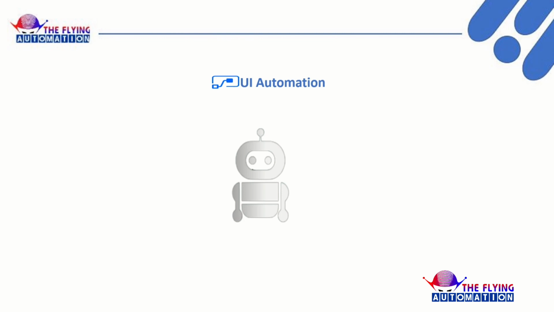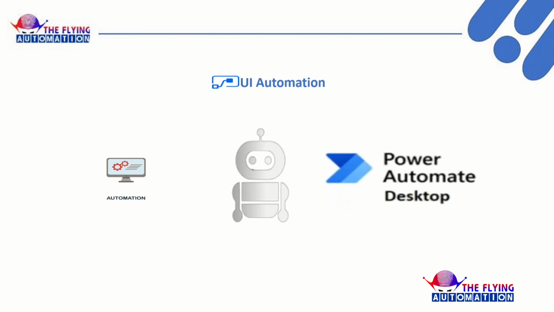In today's video, we will see how to open desktop applications with the help of MS Power Automate Desktop Action. So watch this video till the end so that you can understand it completely.